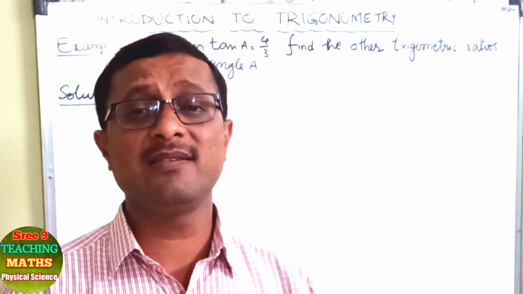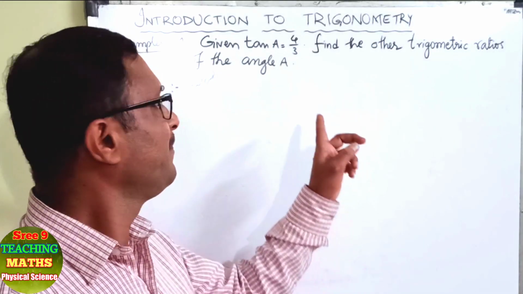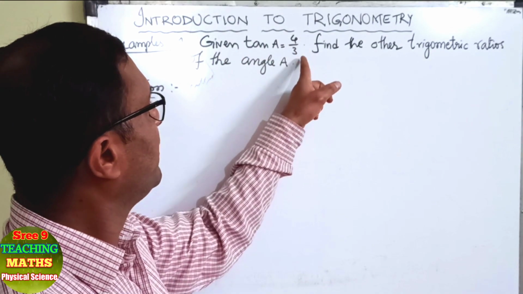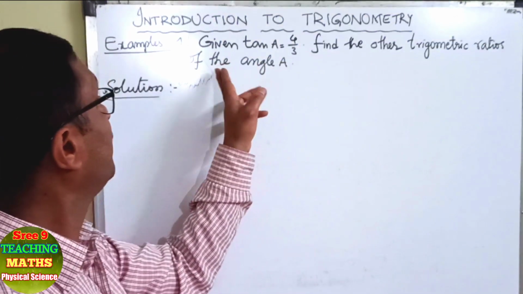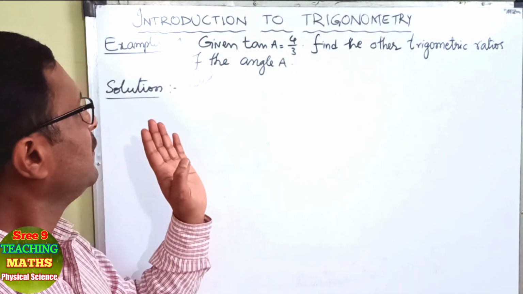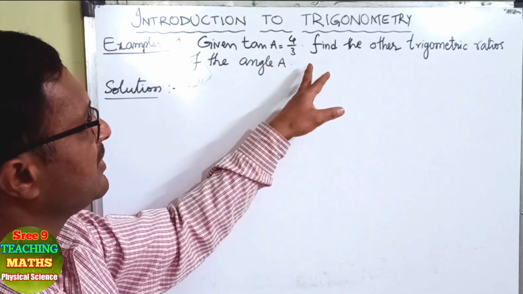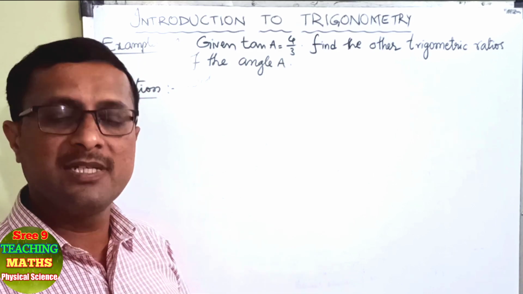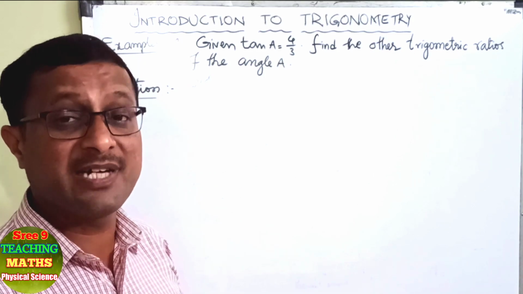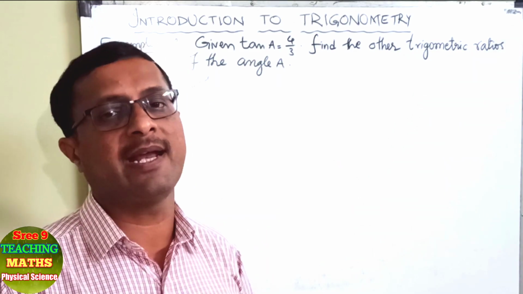Okay. Now let us see an example here. Here is the problem. Given tan A is equal to 4 by 3, find the other trigonometric ratios of the angle A. So see, the tan ratio is given, we have to find the other ratios. To find the ratios, first we have to draw the triangle. Which triangle? Right angle triangle, because in trigonometry we deal with the right angle triangle.